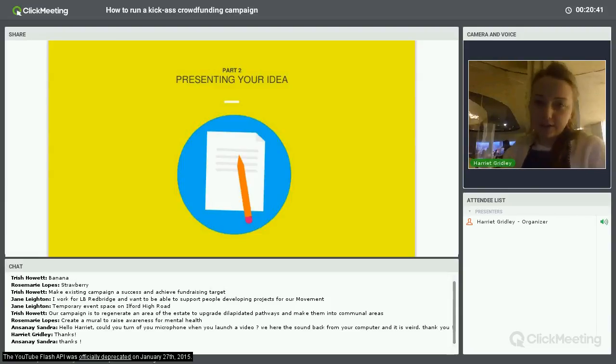Cool. So the second part, which will be much shorter, the main chunk of this, so we're going to spend 5 minutes talking about how to present your project page. And then we're going to spend the next half hour running through all those really critical elements to a successful crowdfunding campaign.